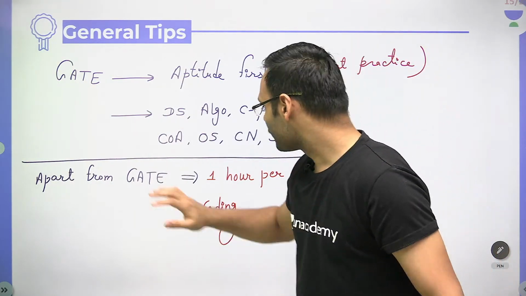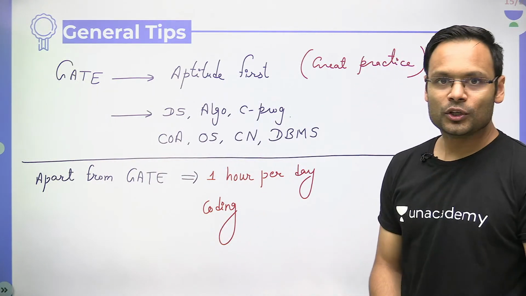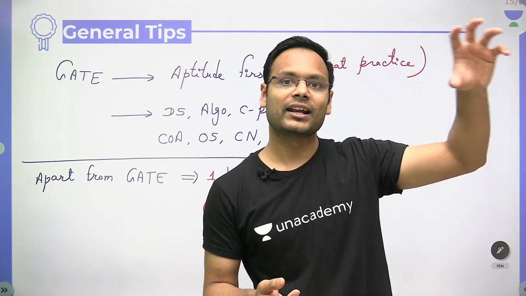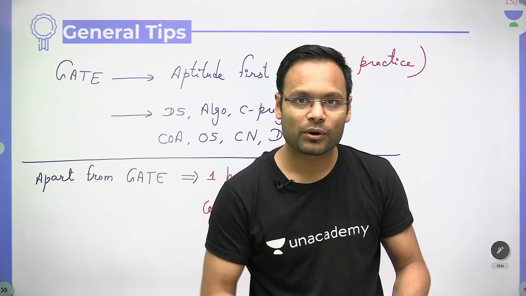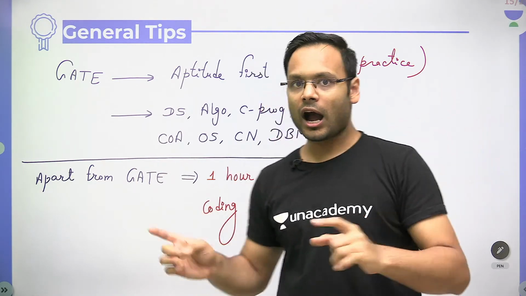So apart from GATE, you will have to start 1 hour per day of coding practice. You start from scratch, and then slowly you can go for higher level problems, data structure problems, algorithmic problems, and you can go for competitive programming. How to do this?